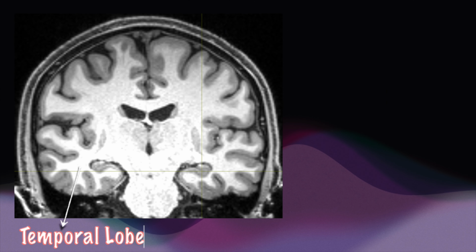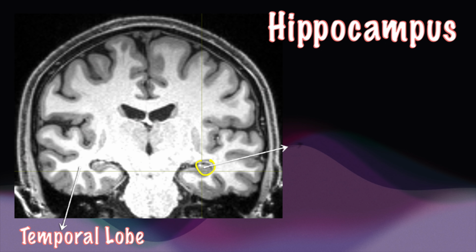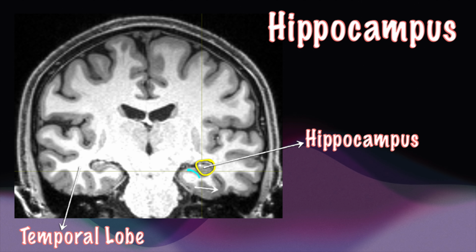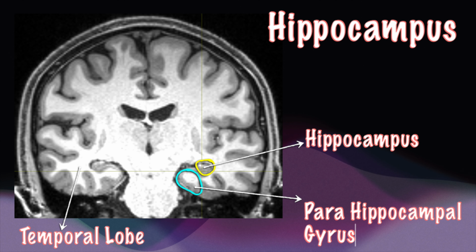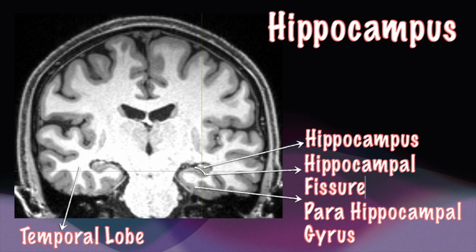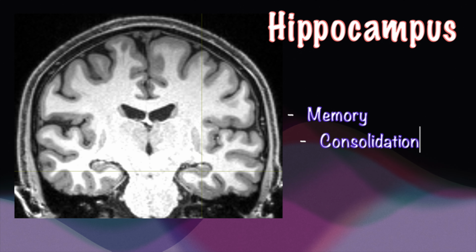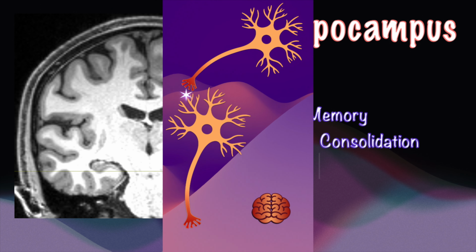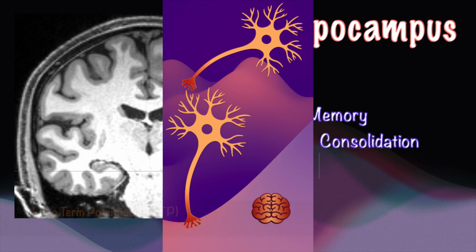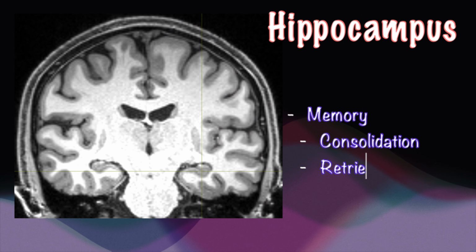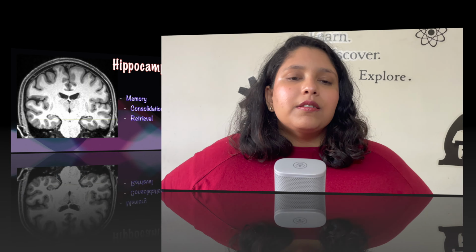behavior of the person. On the medial aspect of the temporal lobe, you can find the hippocampus, which can be better appreciated on coronal section. The area surrounding the hippocampus is called the parahippocampal gyrus, which is separated from the hippocampus by the hippocampal fissure. They play a central role in memory. They consolidate short-term memory to long-term memory by a process called long-term potentiation. They also help in memory retrieval.